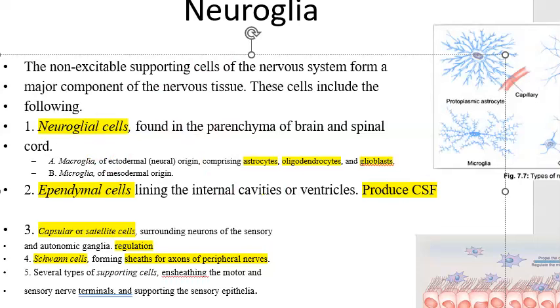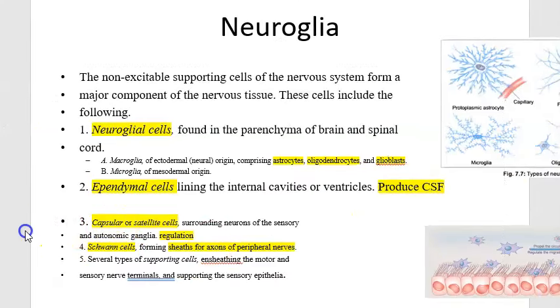Now coming to the peripheral nervous system, satellite cells, remember, they help in regulating the environment. Satellite is regulating the environment. Remember like that. Then Schwann cells, they form the myelin sheath in the peripheral nerves, correct? And then there are a lot of other cells. So this is the neuroglia classification that you have to write.